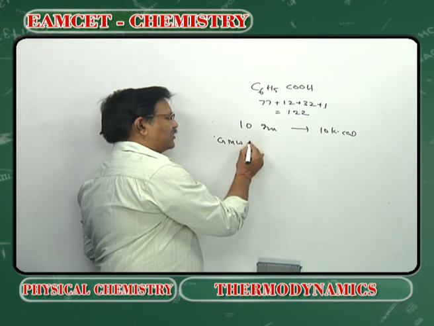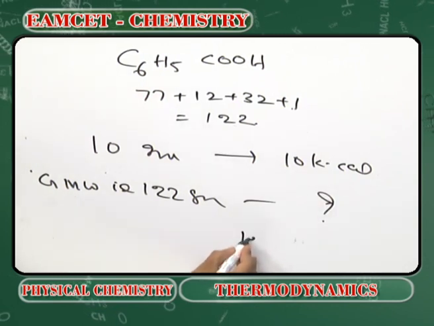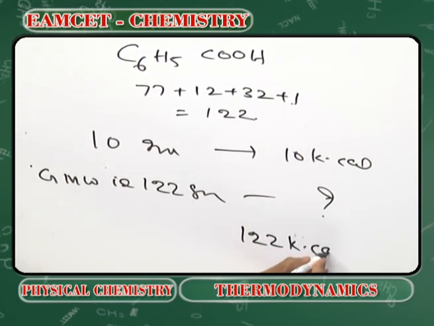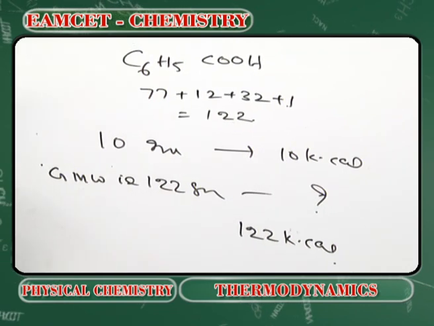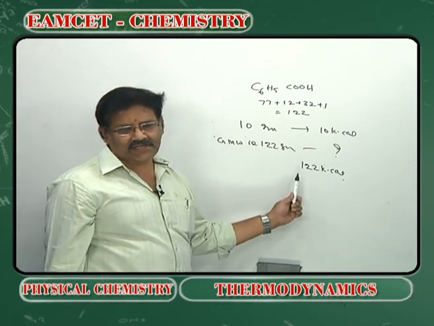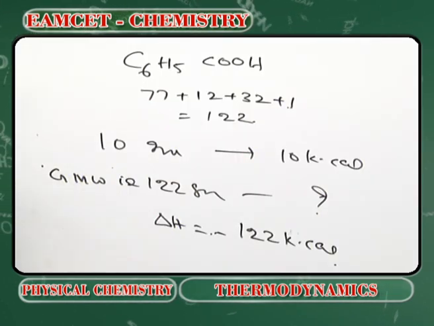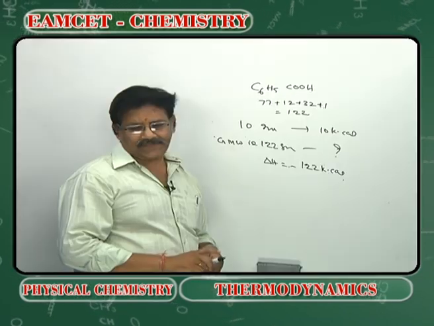1 gram molecular weight, that is 122 grams, on burning, produces how much? 122 kilocalories. Heat of combustion values are always exothermic. Combustion reactions always proceed with evolution of energy. Therefore, delta H takes a negative sign only. If the process is carried out in a closed vessel, then the volume will be kept constant. If the process is carried out in an open vessel, pressure will be kept constant.